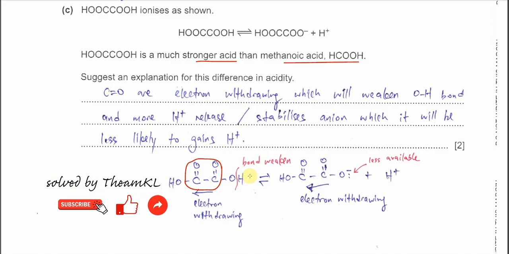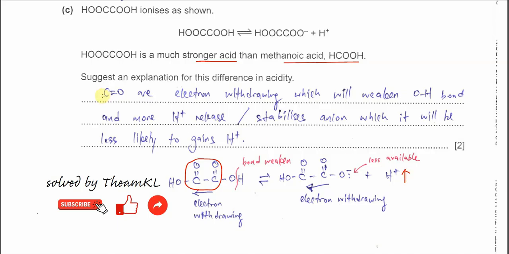That's the first reason. Or you can discuss the anion. Once it dissociates, it forms this anion and this hydrogen ion. Again, because these carbonyl groups are electron withdrawing, the electrons on the oxygen here, this anion, are less available. When this lone pair is less available, it is less likely to bond with H+, meaning the H+ concentration is higher.